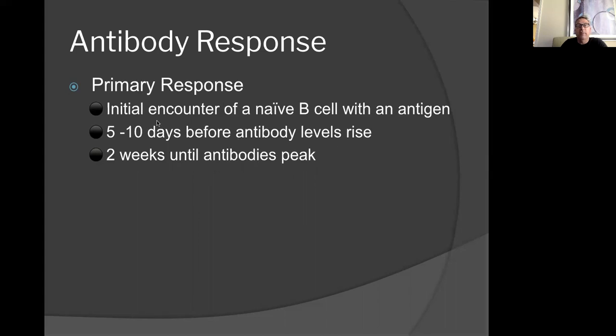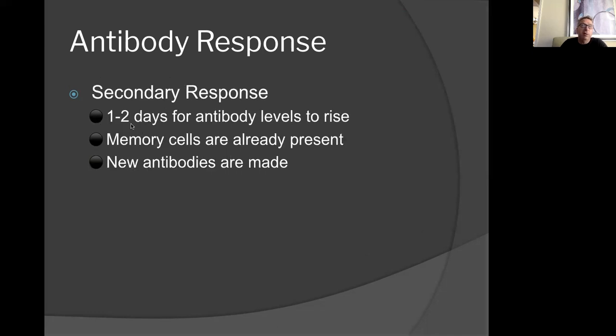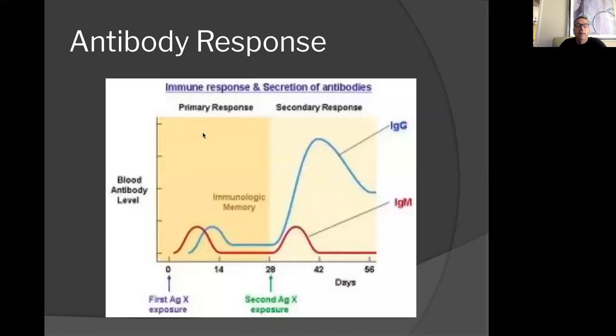So, okay, this is the first time you're exposed to something, 5 to 10 days before it rises enough to be able to attack it. The secondary response, if you get infected again, will only be 1 to 2 days. So it's a lot shorter time because those memory cells are already present. And then you can see here, the memory. So first exposure, here's our antigen, and you can see that the second exposure is so much higher and faster.